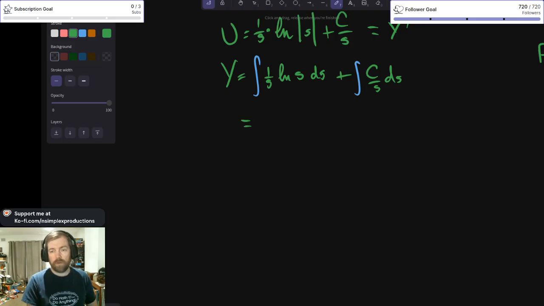All right, integration by parts. Integration by parts does not really work there.